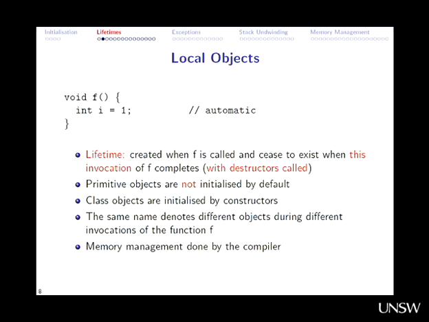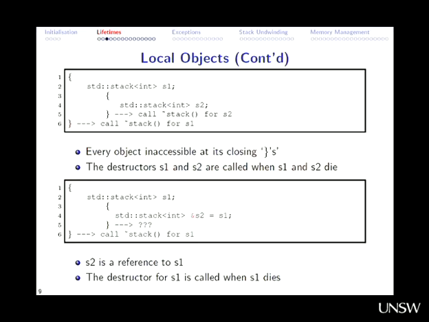Primitive objects are not initialized by default. You cannot guarantee that they are initialized by default. Okay? Class objects are initialized by constructors. Okay? And then memory management is done by the compiler. Okay? So local objects, the compiler handles all the memory management automatically for you. There's different ways in which we can look at local objects.